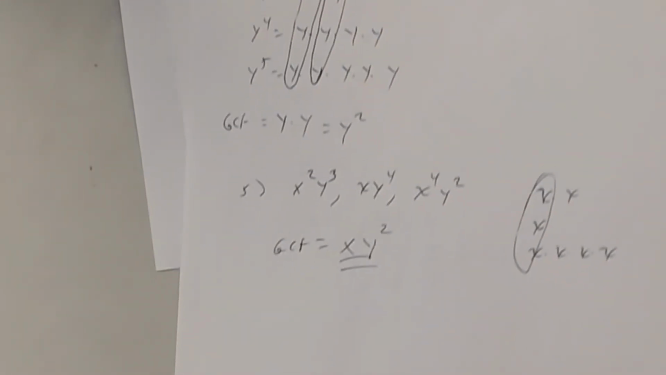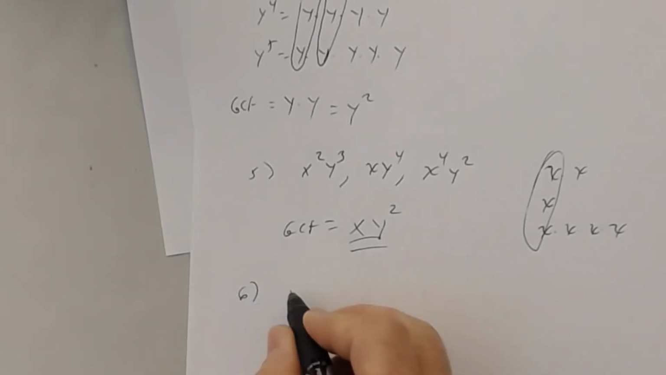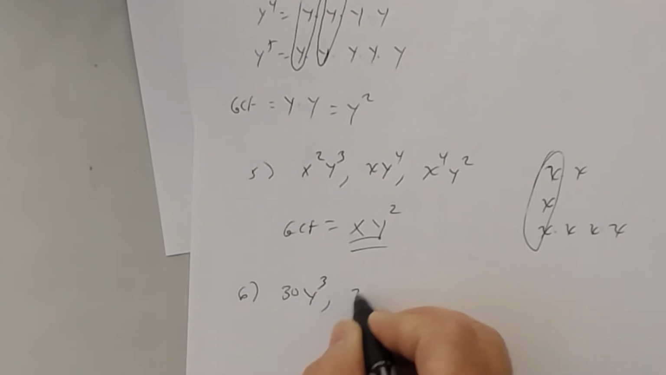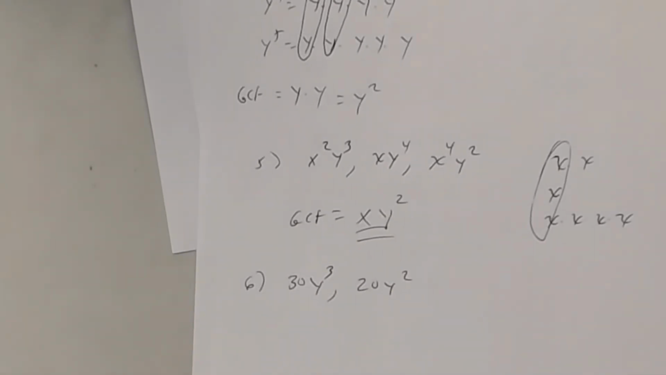Okay, number six. All right, now listen carefully, number six. We have 30y cubed, 20y squared. So again, before we can go to the other sections, you have to know how to find the GCF of terms. Because the first thing you have to do whenever you factor, you're going to see this when we go to the next one, the first thing you have to do whenever you factor is find the GCF. Step number one, find the GCF.